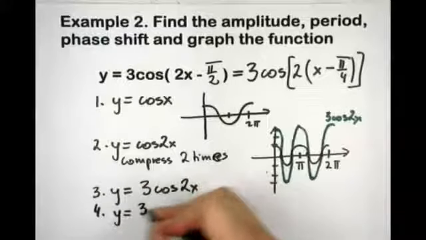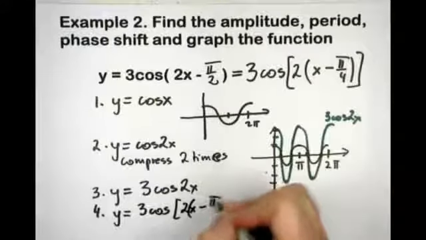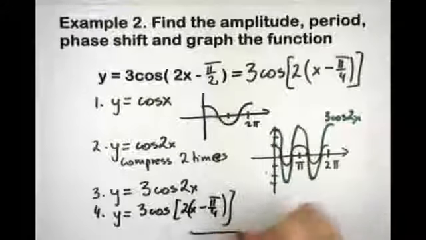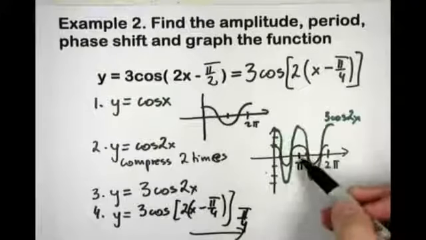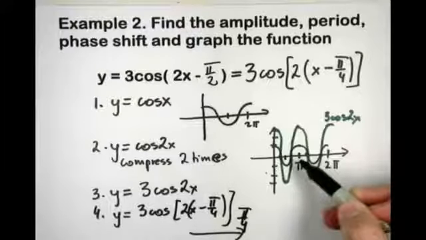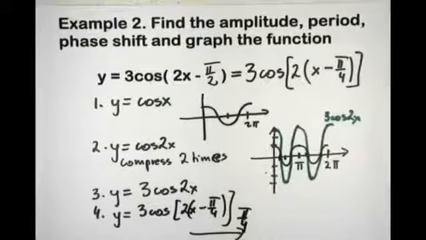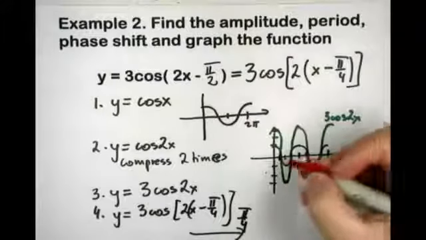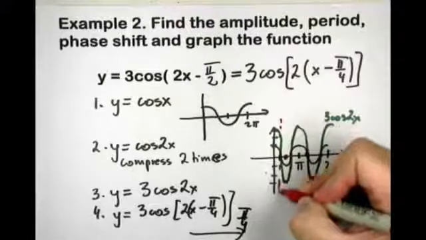And the last thing we need to do is move that graph. Number 4, y equals 3 cos, now we have 2x minus pi over 4. We need to move the graph pi over 4 to the right. So here's my pi, in the middle pi over 2, and half of that, pi over 4. So the graph is moved pi over 4 units to the right. So my 0 is going to be at half pi. This x-axis is going to be shifted.